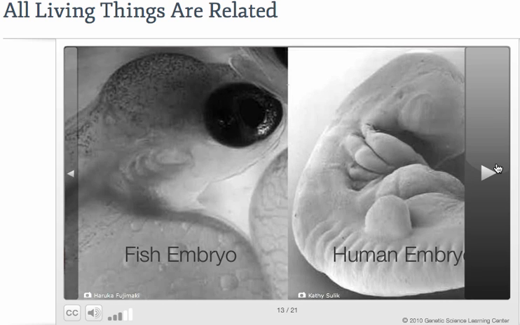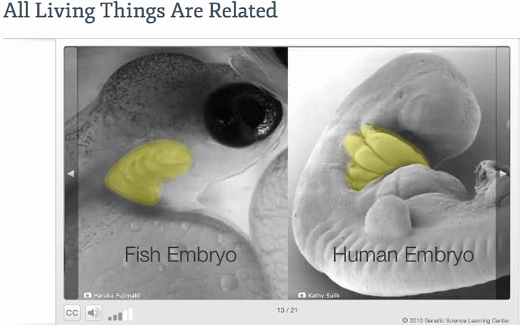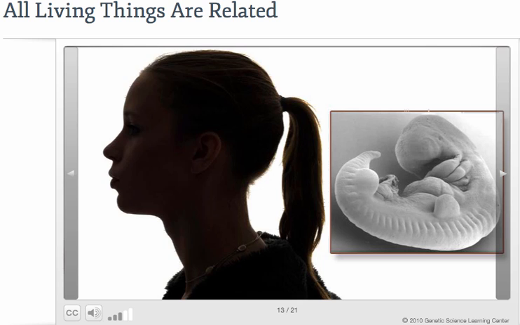Structures in human embryos reveal our relationship to fish. Both have a series of pouches near the developing throat. In fish, the pouches open to form gills, but in human and other vertebrate embryos, these transient gills transform into the jaw, ears, and throat.